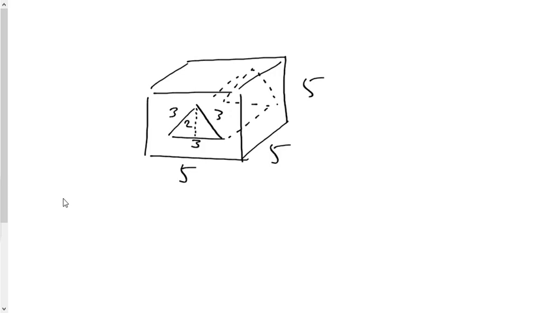Alrighty then. Section 1.3, surface area of composite shapes. We have a shape here, a cube, with a triangular hole drilled all the way through. And the question is: calculate the surface area of this.